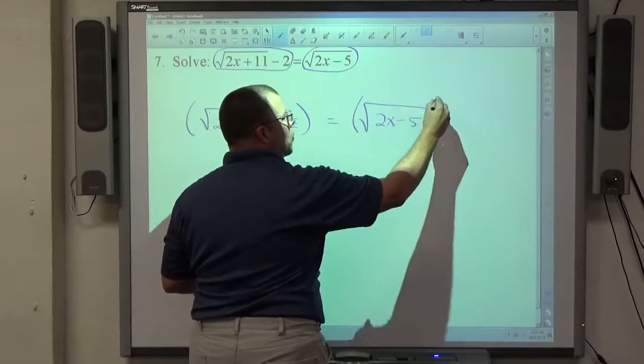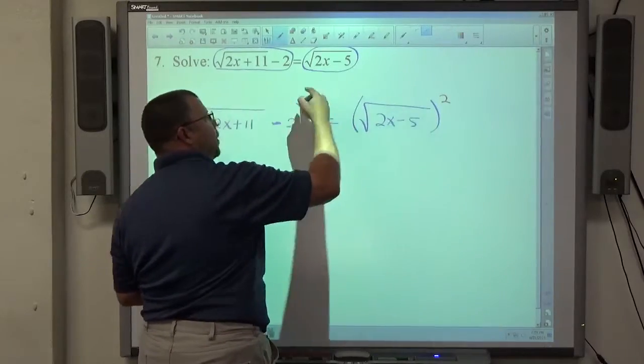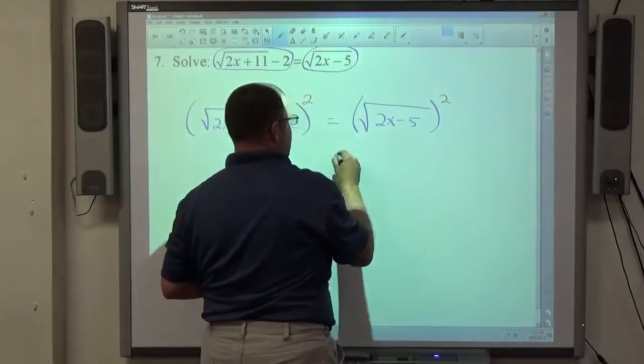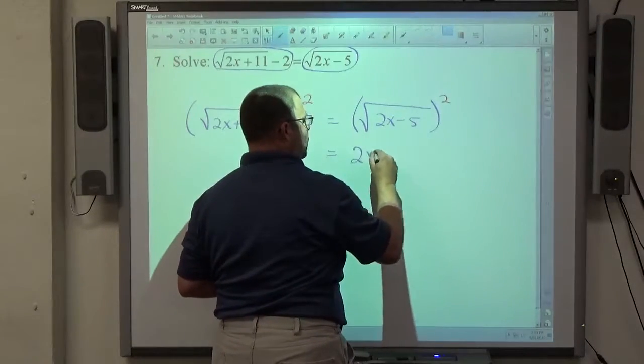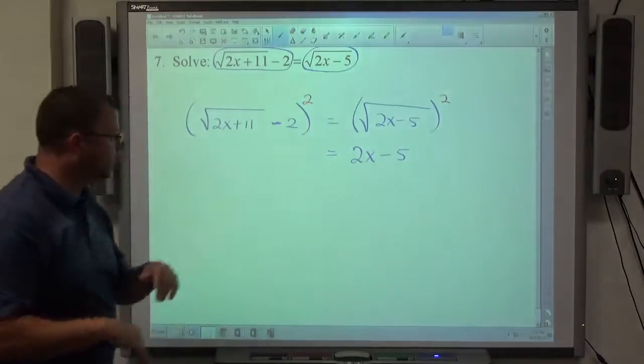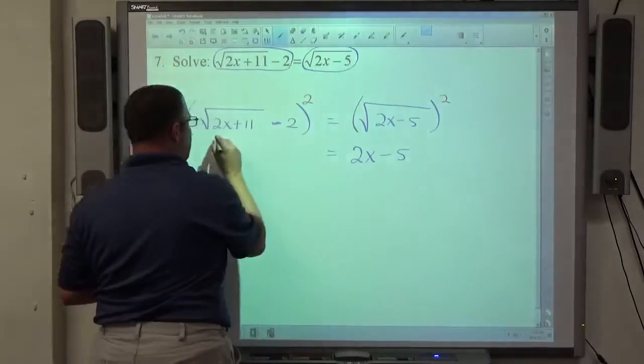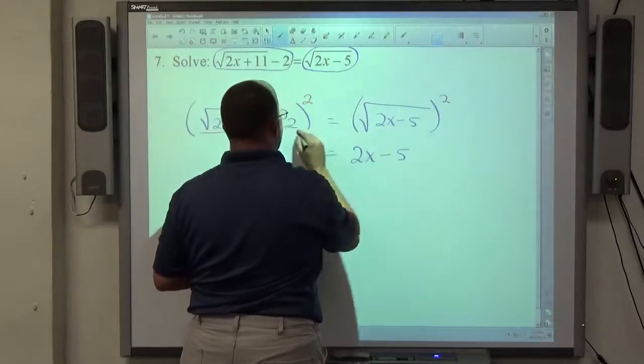So I'm going to square this side to get rid of the radical. The consequence is I have to square this side. On the right-hand side, squaring a radical just gets rid of the radical, so it makes it pretty straightforward, easy to do. On the left-hand side, we have a binomial raised to that power. So here's the first term, here's the second term.